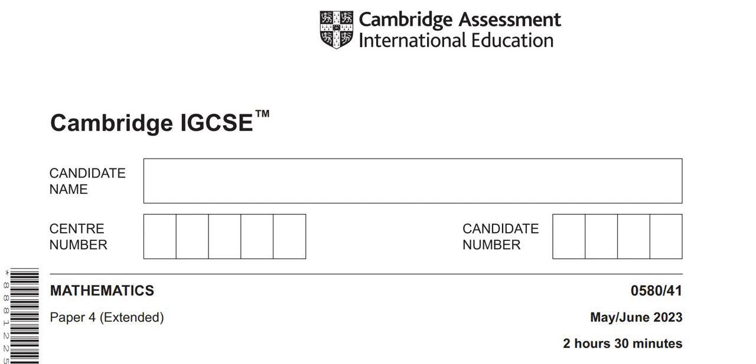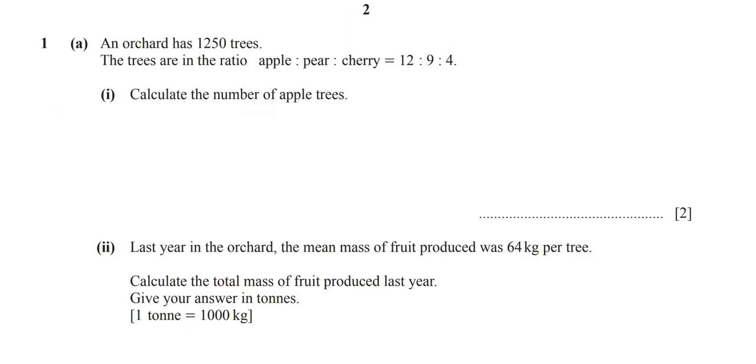Today we will be solving May-June 2023-0580 paper 41. So alright, let's begin with the very first question. The first question says that an orchard has 1250 trees. The trees are in the ratio apple, pears and cherry 12:9:4. Calculate the number of apple trees.